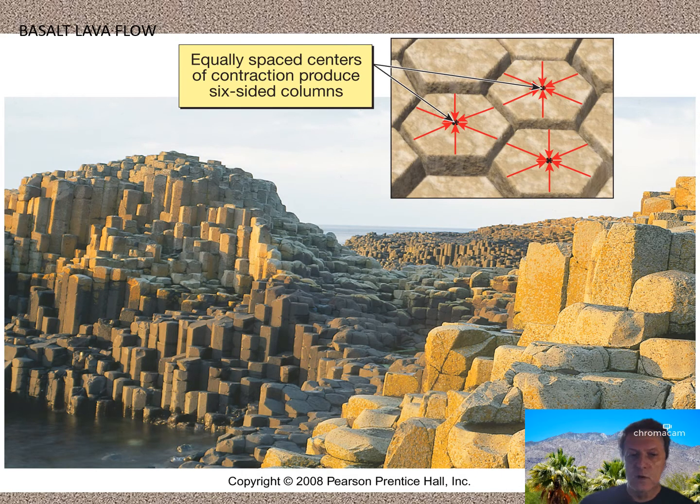As this basalt lava flow cooled through time, it started contracting, and it's a fact of nature that as basalt flows cool and contract, they contract in this fashion, pulling away from each other into six-sided hexagonal columns, like a honeycomb pattern, more or less. It's quite an interesting phenomenon and something that's quite spectacular to see.